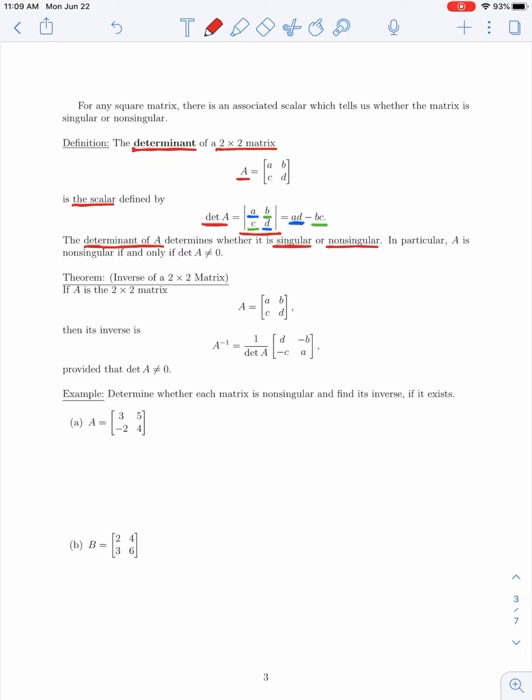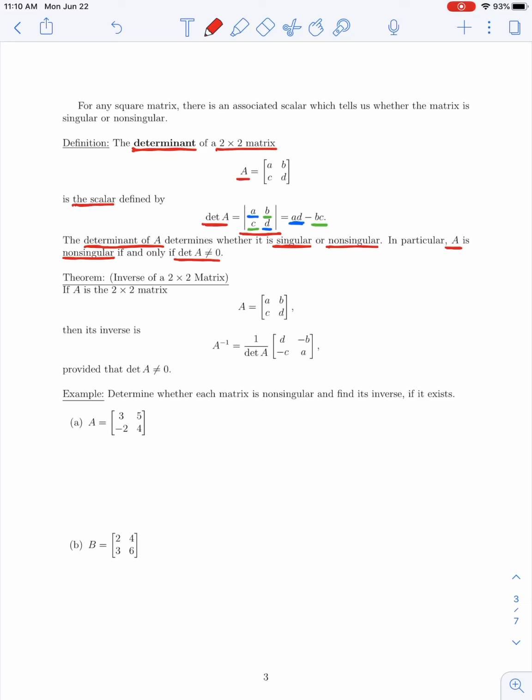So how does this work? Well, in particular, a 2 by 2 matrix A is non-singular, that is, it has an inverse, if and only if the determinant of that matrix is non-zero. So we'll see that result more clearly in the next chapter, why this determinant guarantees that an inverse exists.